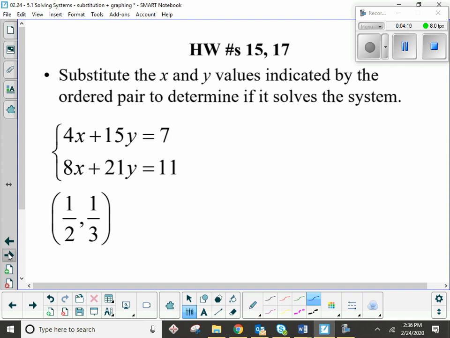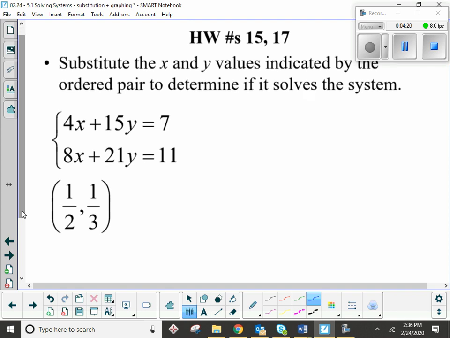And how do you always try and check if something is a solution or not? What do you do with it? You substitute it back in. But we have 2 different numbers here. Which of these is going to go in for x? The first one, right? Because that's your x value. And the second one is y.